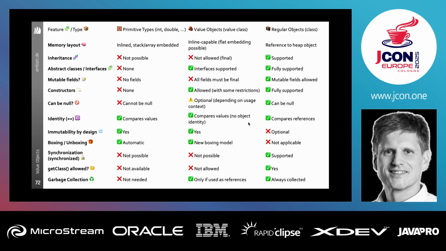Garbage collection is only used, of course, if the value objects are on the heap. If they are optimized or inlined on the stack, then we don't need garbage collection and save some time because of the garbage collector, which stops the world maybe because of too many memory accesses.